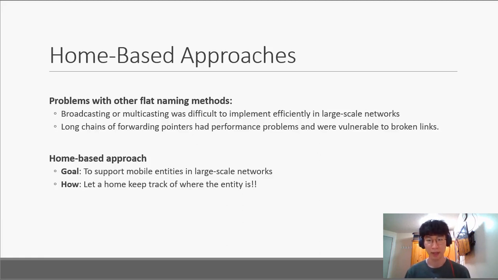Before I talk about mobile IP, I need to talk about mobile home-based approaches. In the past, people used diverse flat naming methods like broadcasting, multicasting, forward pointers, and so on, but they had a lot of problems when it comes to large-scale networks. Broadcasting or multicasting was difficult to implement efficiently in large-scale networks. Not only was network bandwidth wasted by the request message, but also too many hosts were interrupted by the request. Forward pointers had performance problems when they became a long chain. Also, they were pretty vulnerable to broken links. You can think of it as a linked list. If the middle point in the linked list got broken, you cannot reach the end.